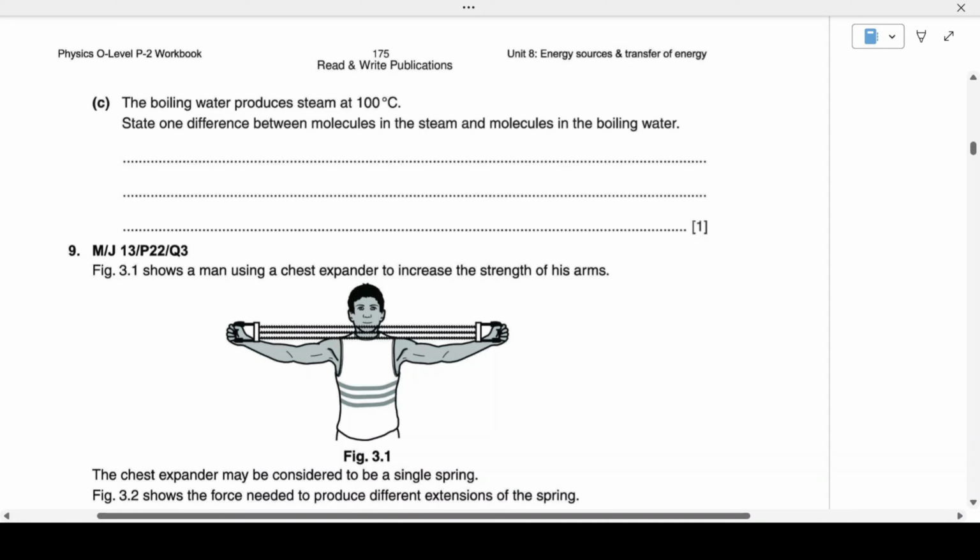Okay, just the last one. The boiling water produces steam at 100 degrees Celsius. State one difference between molecules in steam and molecules in the boiling water. Interesting one. Anyone who can differentiate molecules in steam and the molecules in boiling water?